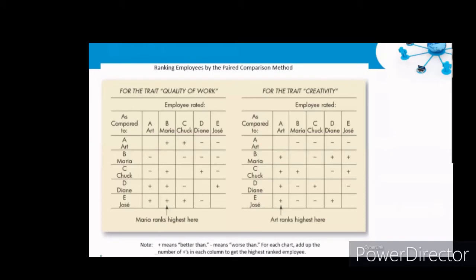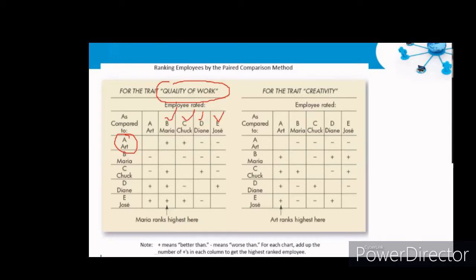This is what A is being compared with B, C, D, and E, and the trait we are comparing here is quality of work. So let's say A is better than B, so B gets a plus. Similarly, A is better than C, so C gets a plus, below C. A is less than what D does and A is less than what E does, right? So there it becomes a minus.